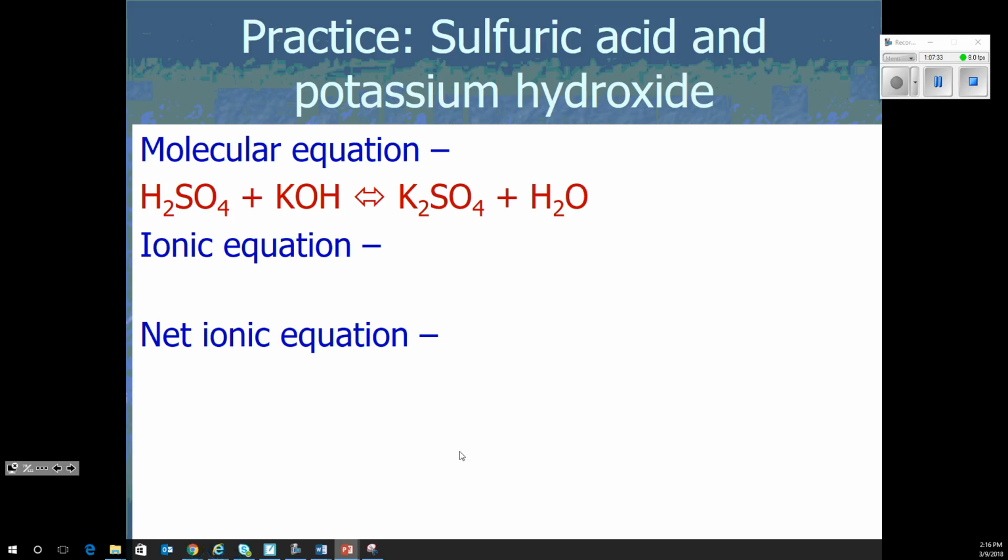Those are the things we don't include in the ionic. So we have H2SO4, which is a strong acid, so it's going to be AQ. KOH is a strong base. It's going to be AQ. K2SO4 is SAG, sulfate, so it's going to be AQ. And then water is a liquid.